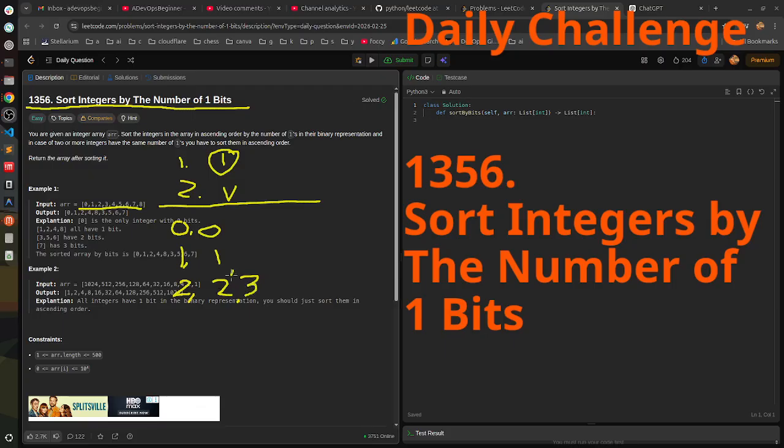For number 4, there are 1 digit ones. For number 5, there are 2 digit ones. 6, 2, 7, 3, 8, 1.